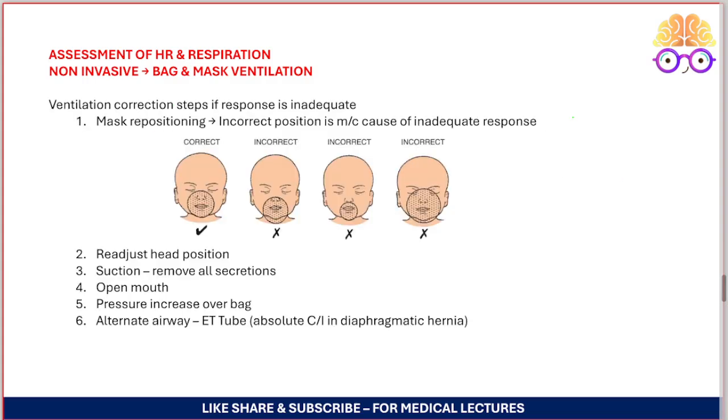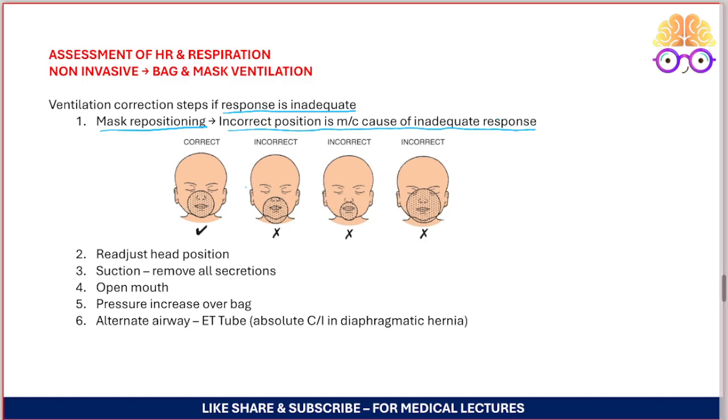And okay, now let's look into some of the steps, whenever we are not getting an adequate result, like an increase in heart rate and an increase in SpO2 saturation. So these are the things we need to look into. Okay, so ventilation correction steps if the response is inadequate. First and foremost is the mask repositioning.